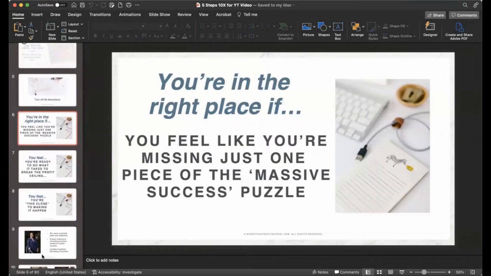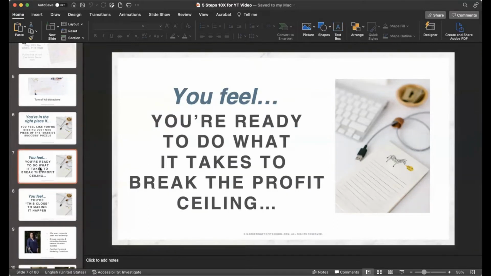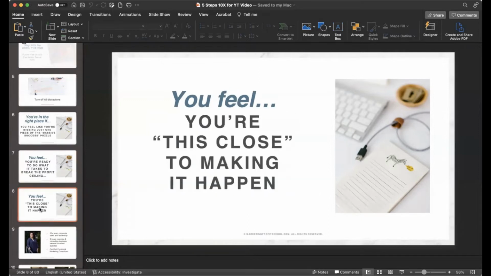Look, I know for years I felt like I was missing a single piece of the puzzle. There was massive success and I was really close to it, and there was just one piece I needed to get in play. And you're ready to do what you need to do, right? You're going to have to move fast and break things. You're going to have to test things. You're going to have to be willing to fail in order to succeed. And yes, I know what it feels like to be this close, like your fingers are almost touching and you're not quite there.